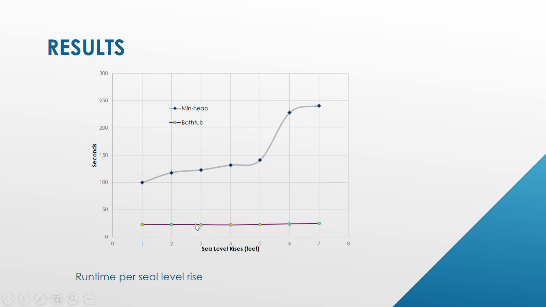Here we're showing a comparison of how the algorithms run. The bathtub algorithm started with 22 seconds for any sea level rise of 1, 2, 3, 4, 5, 6, 7 feet, and the min heap increases from 100 to 240 something.